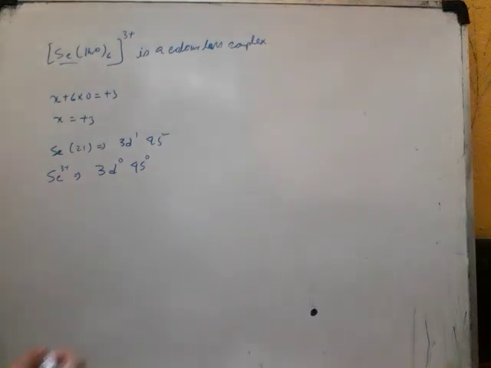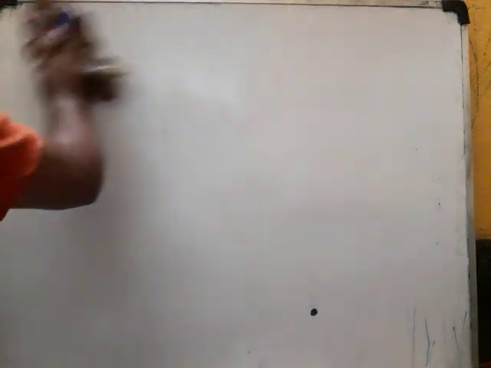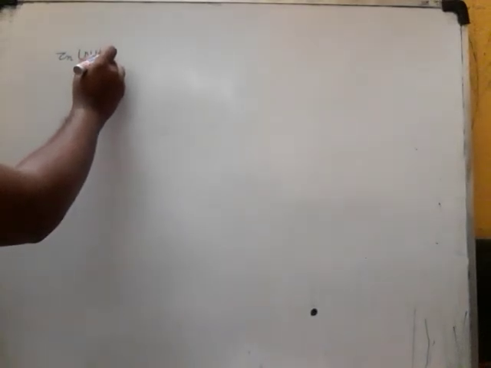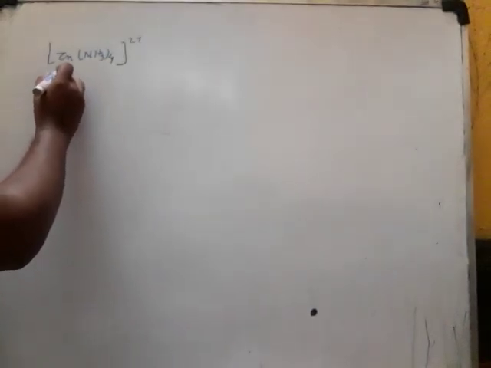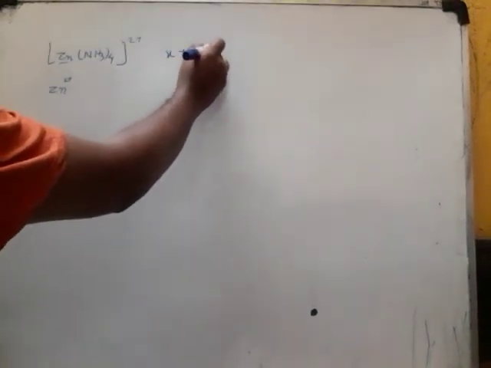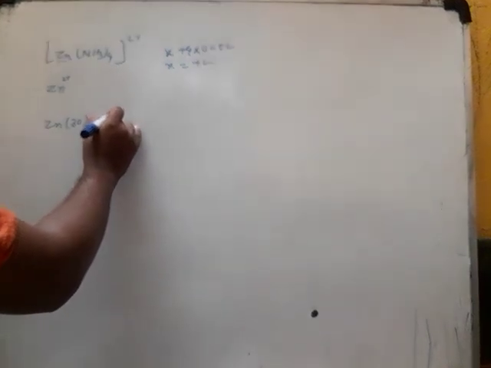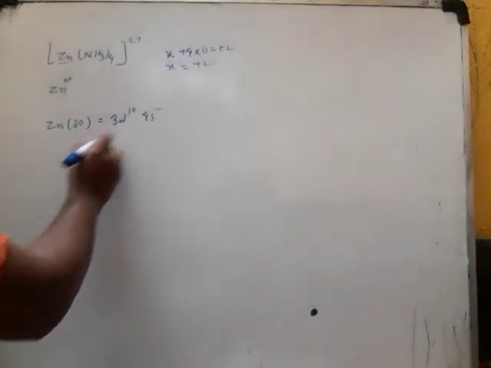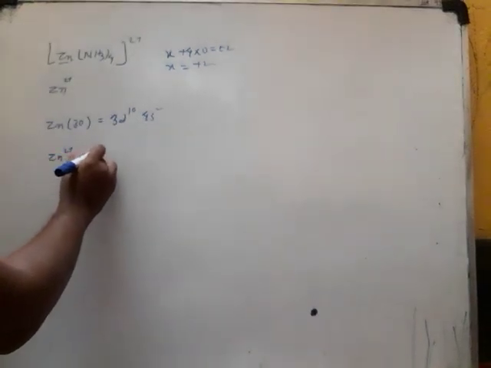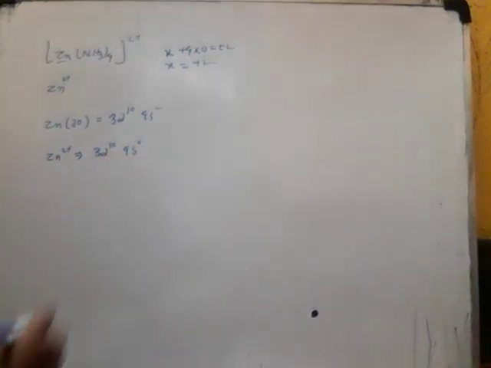Again we take an example: [Zn(NH3)4]2+. Zn is in +2 state in this complex. x + 4 into 0 equals +2. The atomic number of Zn is 30. Electronic configuration is 3d10 4s2. In Zn2+ complex, it becomes 3d10 4s0.